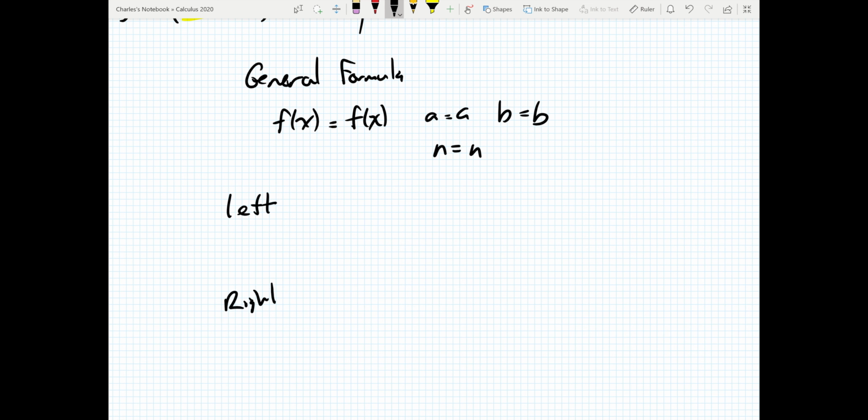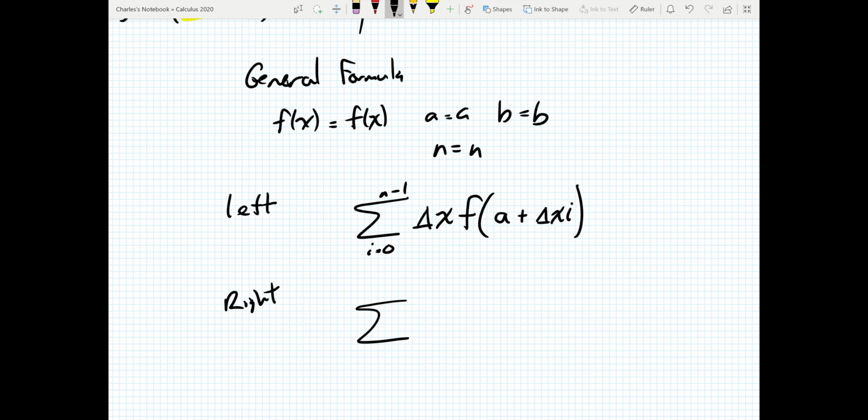Okay, so for my left, it's going to be the sum as i goes from 0 to n minus 1 of the width, which I'm just going to call delta x, times the height. Well, I need to start at a, and I need to go up by delta x every single time i counts up by 1. And for my right, it's going to be i equals 1 to n of delta x times f of a plus delta x i.